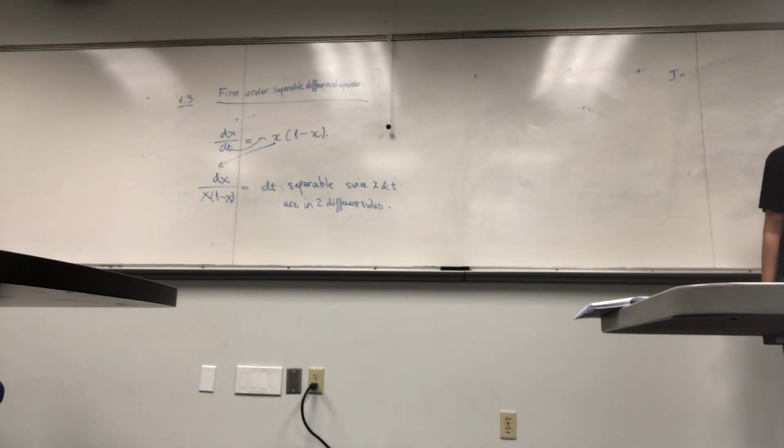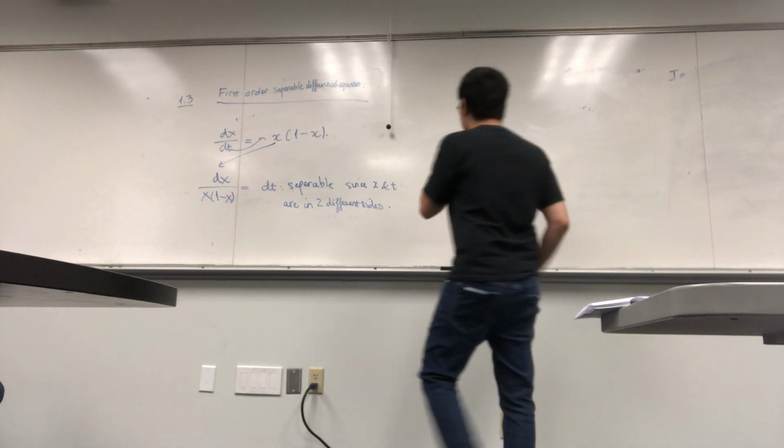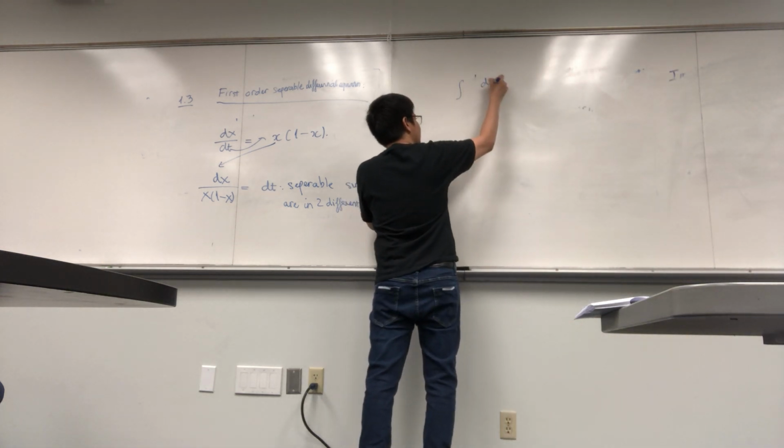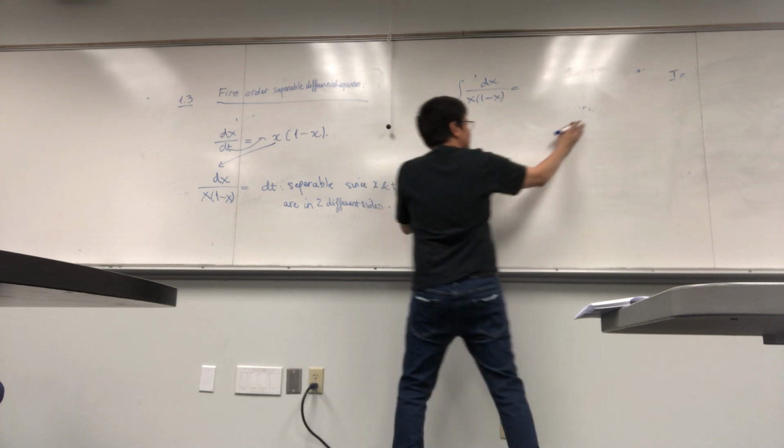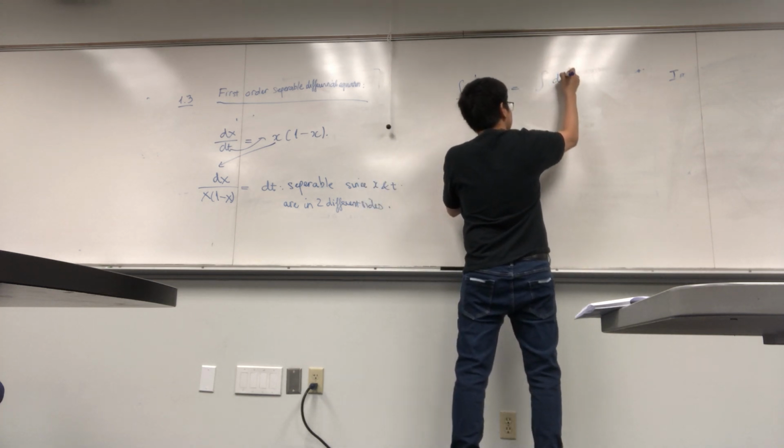So what is the next step? Yes, you integrate both sides. So you integrate both sides. x over 1 minus x, and this is dt, right?